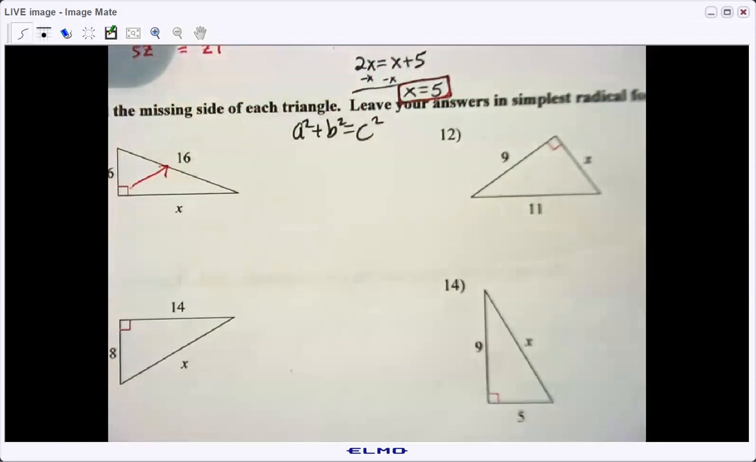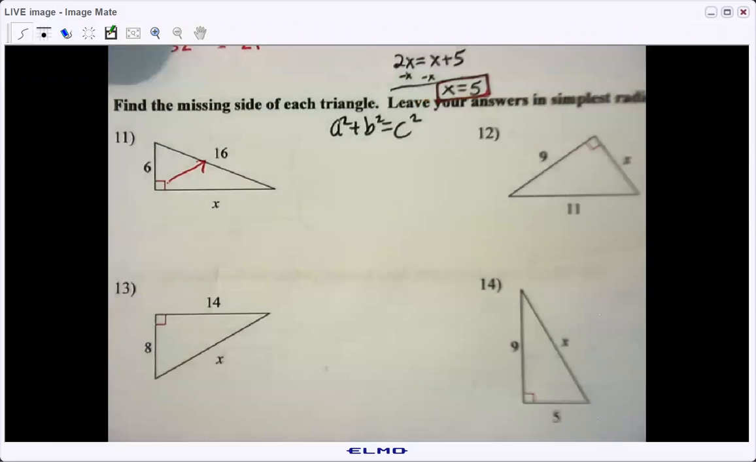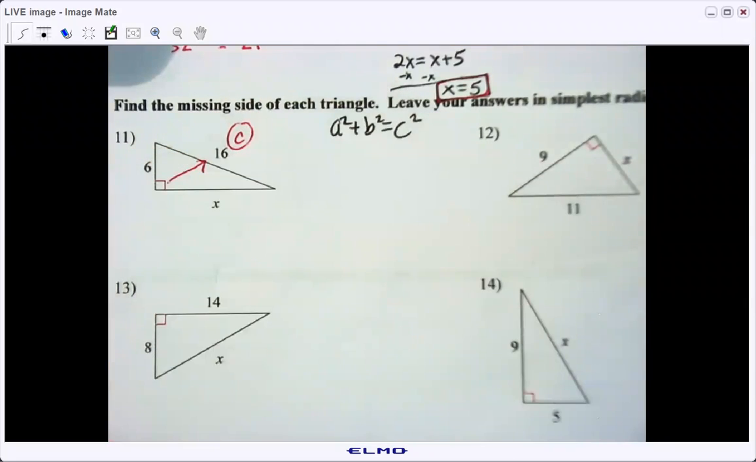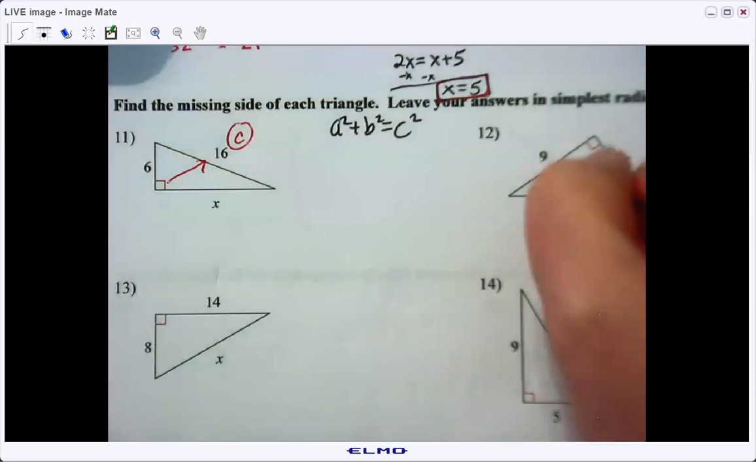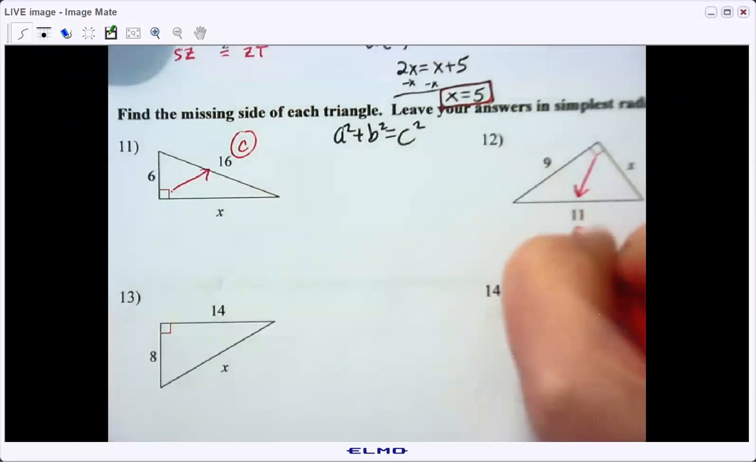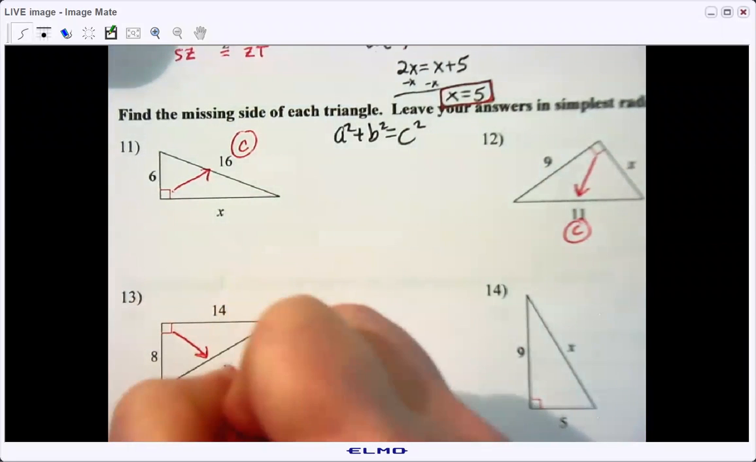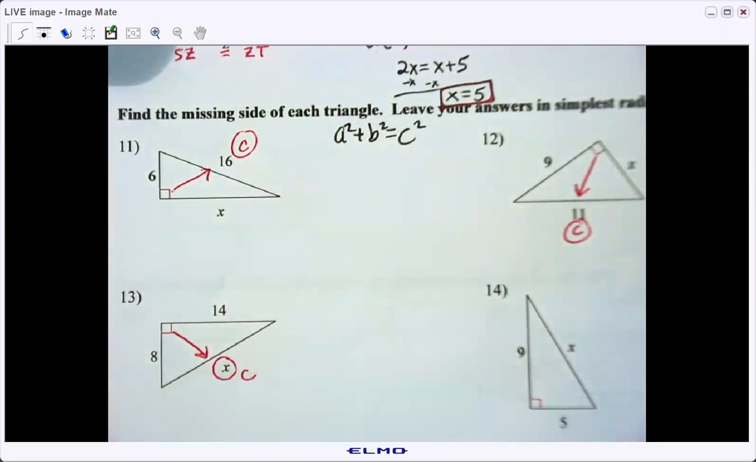So it would be in your best interest, if you can't easily identify that, or you're missing it even half the time, or if the triangles are rotated on you, to draw the arrow across from the right angle, and that is C. Over here, draw your arrow across from the right angle. Your 11 is C. And C is not always a number, as we'll find here. Across from the right angle is X. That's my C. Across from the right angle on 14, that's an X. That's my C. So X is not always C and C is not always a number.